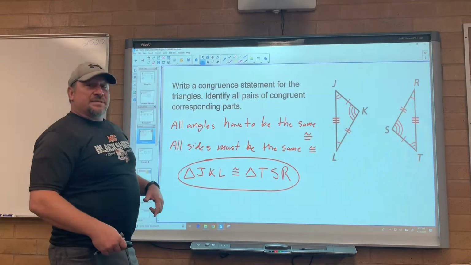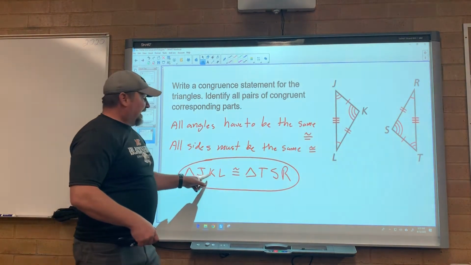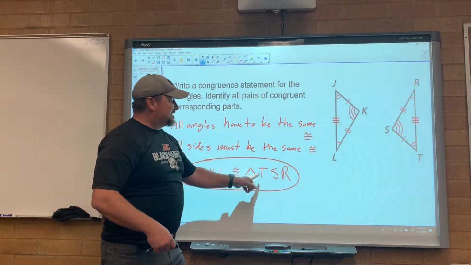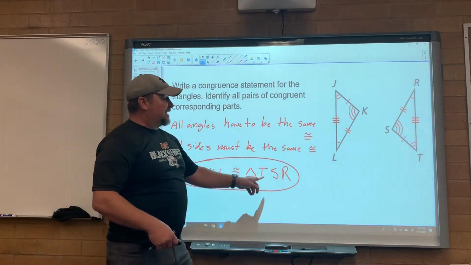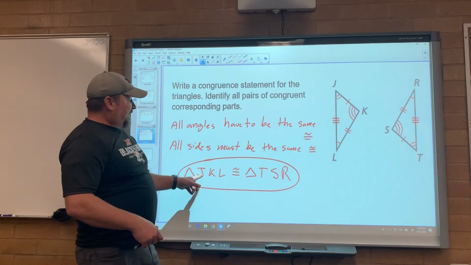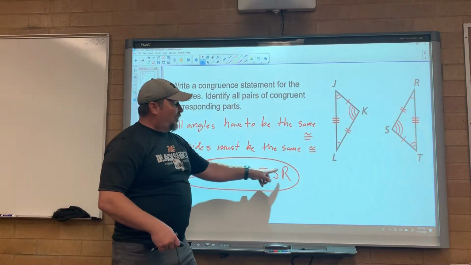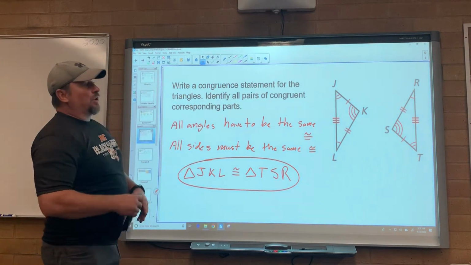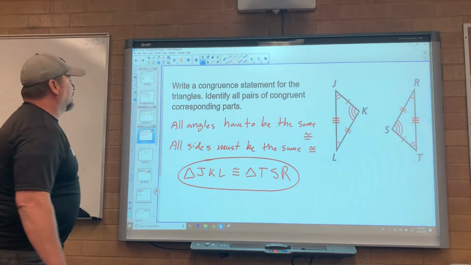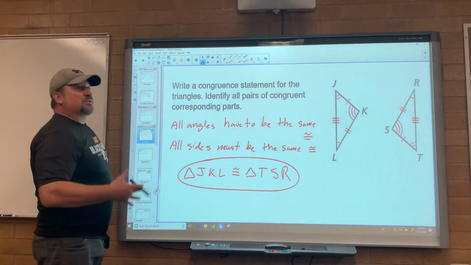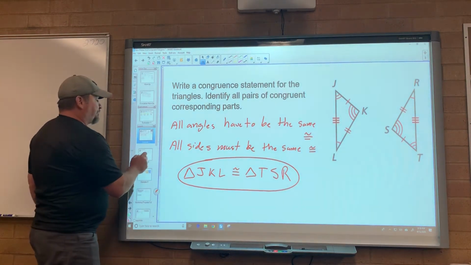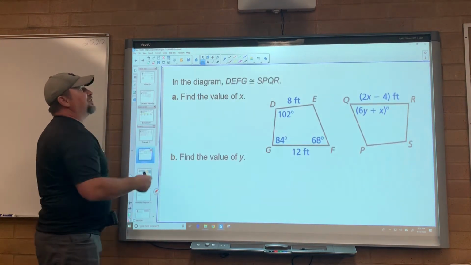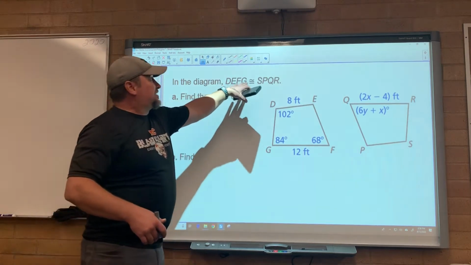Now here are the segments that match each other. JK segment matches TS segment. KL segment matches SR segment. JL segment matches TR segment. As you can see, the markings show that. Okay? That's the main part of our lesson. That's what we're basically proving everything off of today. So let's learn how we can use this congruent statement.